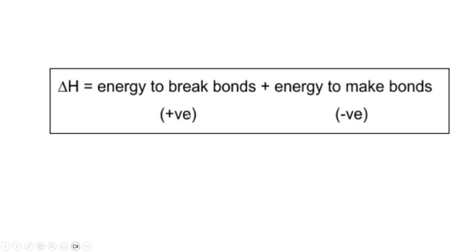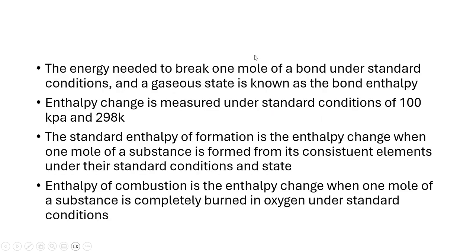Delta H can also be represented by the energy to break bonds plus the energy to make bonds. To break bonds, you need to put in a lot of energy, so you're putting in enthalpy. Then to make the bonds, once they're broken and you reform them to make the products, that's going to release energy. Normally, if there's an equation, you take the enthalpy of the left and then take away the enthalpy of the right. It's similar to GCSE.